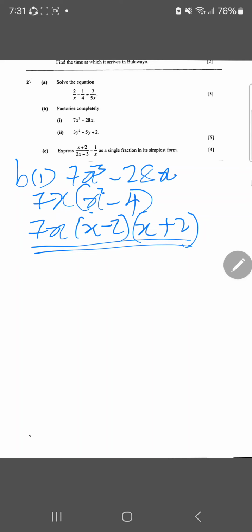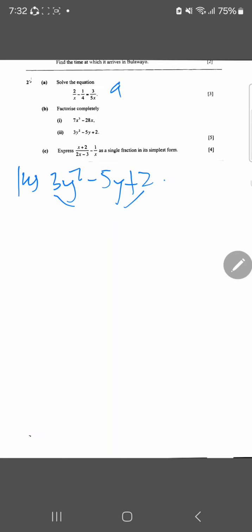So we are moving on to B item number 2. Item number 2 is 3y squared minus 5y plus 2. This one is a quadratic expression. We said our quadratic expression is in the form ax squared plus bx plus c. So you multiply the coefficient of x squared and the c. If you multiply 3 times 2, you get 6.